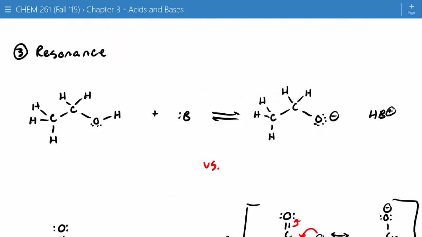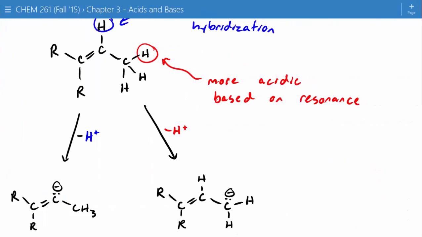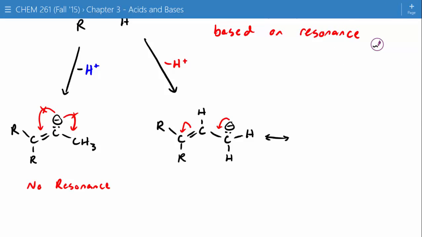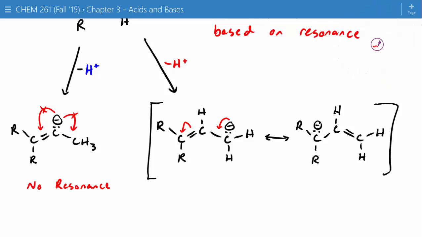We check for resonance. Okay, let's go back and see if there are resonance structures for either of these. The one on the left, can I move this negative charge down here? No, not without creating a Texas carbon. That's not allowed. What about moving it over here? No, not without creating a Texas carbon. So no resonance. But this one, we can actually take this negative charge, move it down here, and move the negative charge over there. So if we compare the conjugate base for removing that proton, we have a new resonance structure. And this one has resonance.